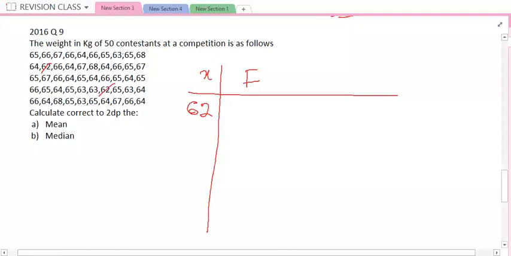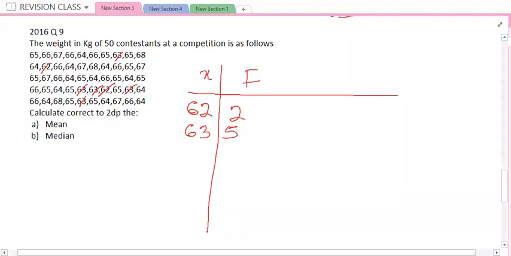This is 62, 2. So 62 is just 2 times. The next one, 63. How many times does 63 occur? Let's go to the data. 63, we have 1, 2, 3, 4, and then 5. So 63 occurs 5 times.